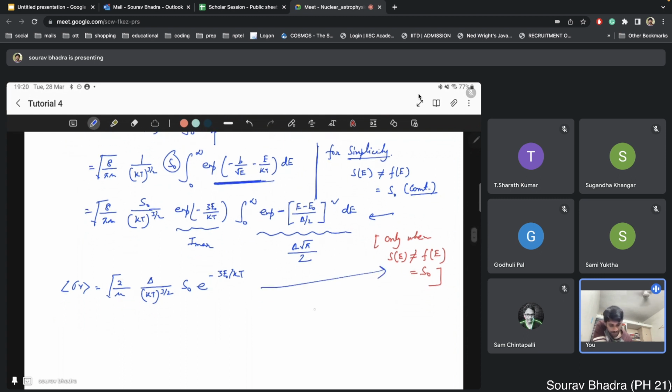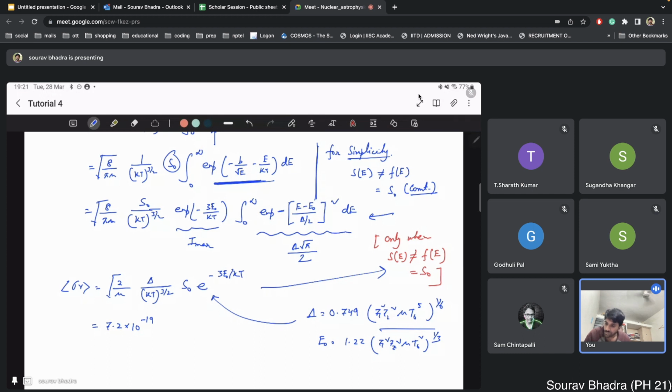Now if we put our delta, which has already been calculated from the Gaussian expression, Z1 Z2 squared mu T6 to the power 5 by 6, and the E0, 1.22 or 1.2 (Z1 squared Z2 squared mu T6 squared) to the power 1/3 keV, just put these two values and you will get your sigma v like this: 7.2 into 10 to the power minus 19, 1 by mu Z1 Z2 S0 tau squared e to the power minus tau, centimeter cube per second unit.